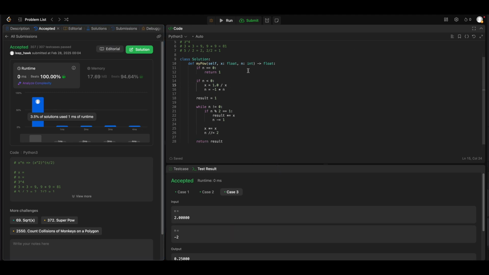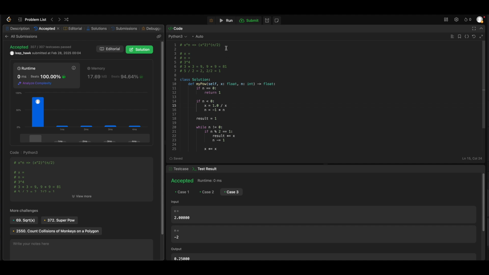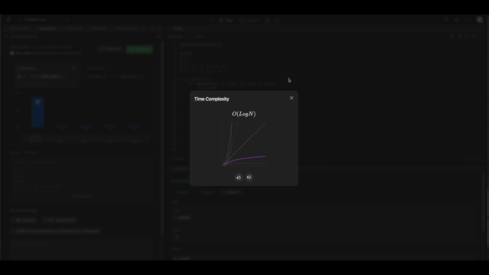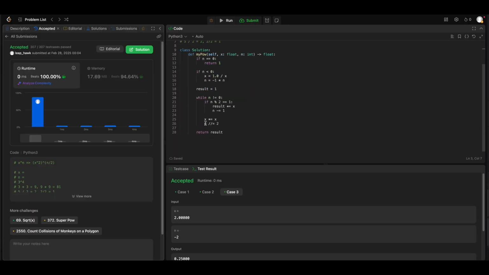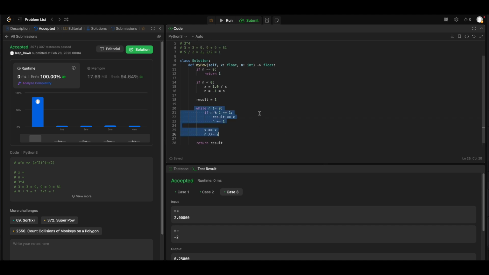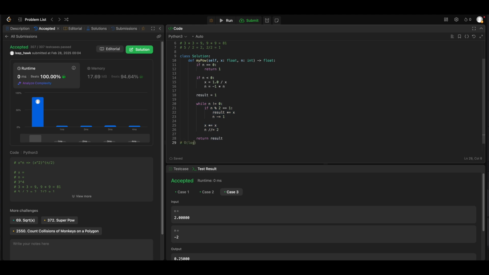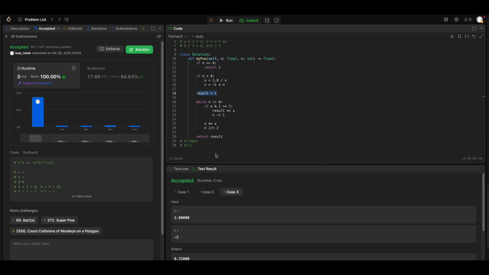Right, it's 100%, and this is not a very intelligent thing, but I guess it's just for the sake of doing it. This is the solution, and as you can see, we are doing it in log n. Like I said, we are dividing the power by 2 every time, so we are reducing the calculations by half every iteration of this loop, and that's why it's log n instead of n. We are not using any extra space, so our time complexity is log n, and our space complexity is 1, because apart from these helper variables, we are not using anything else.